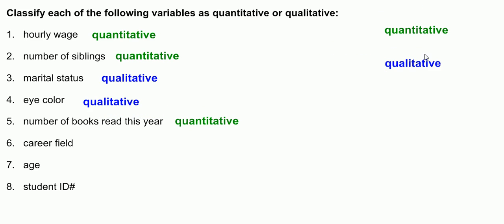A career field, right? Think about your career. It could be in allied health. It could be a scientist. It could be a grocery store worker. It could be any career, imagine dental hygienist, teacher, whatever, right? But again, those are not things that can be ranked or compared, right? Qualitative. Age is quantitative, right?